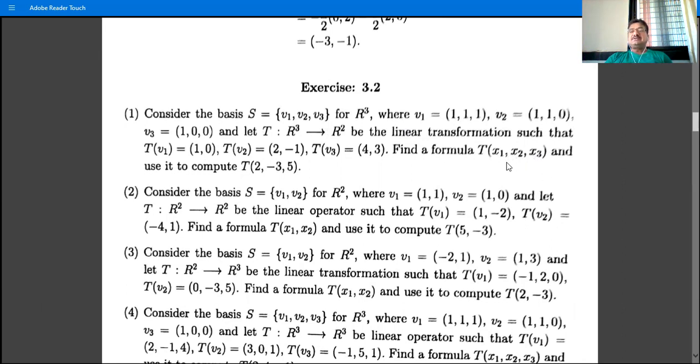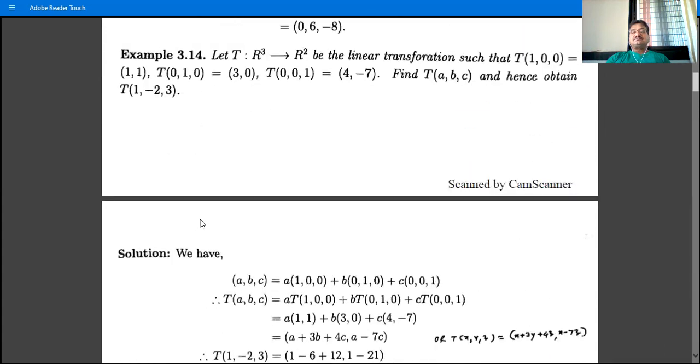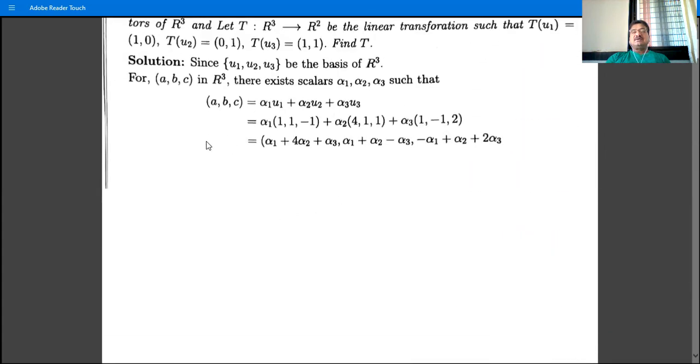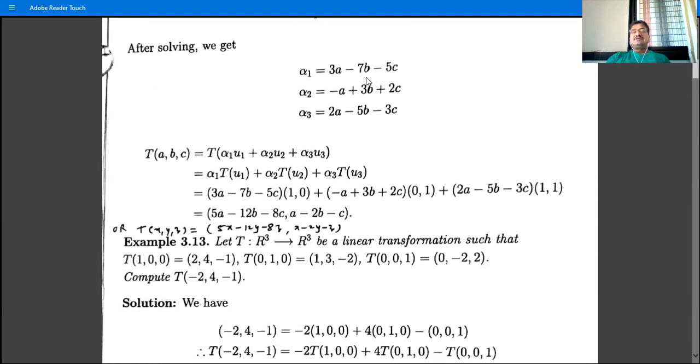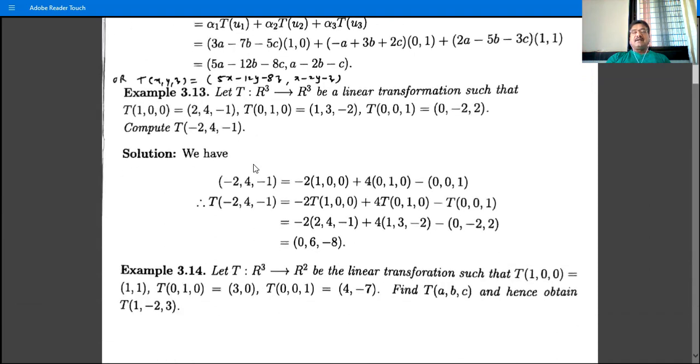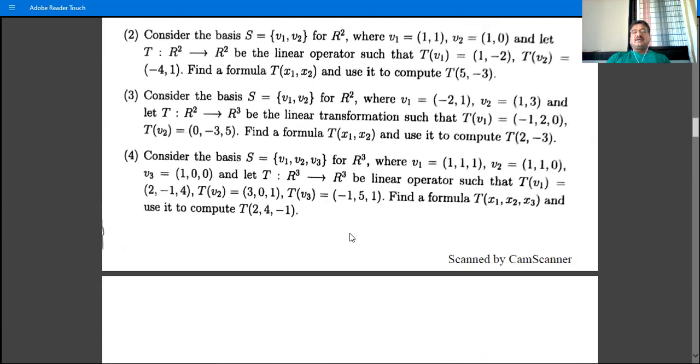Let k1, k2, k3 be scalars such that (x1, x2, x3) is equal to k1(1, 1, 1) plus k2(1, 1, 0) plus k3(1, 0, 0). And then apply the definition, simplify the right side and compare. We get the values of k1, k2, k3 in terms of x1, x2, x3 like this. After solving, we have the values of k1, k2, k3 in this form, with x1, x2, x3 instead of a, b, c. Then write this statement and then apply T on both sides. We have the answer T(x, y, z), T(x1, x2, x3).